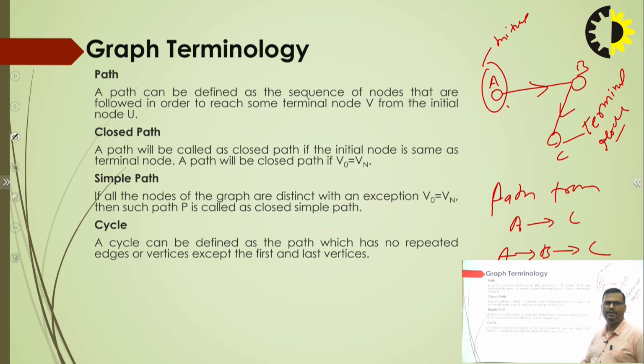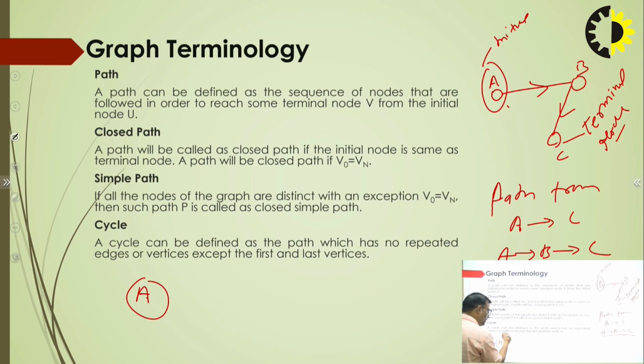Okay. So next, what is the closed path? A path will be called a closed path if the initial node is the same as the terminal node. Suppose that we start a path from A, then from A to B, then B to C, and then C to A.